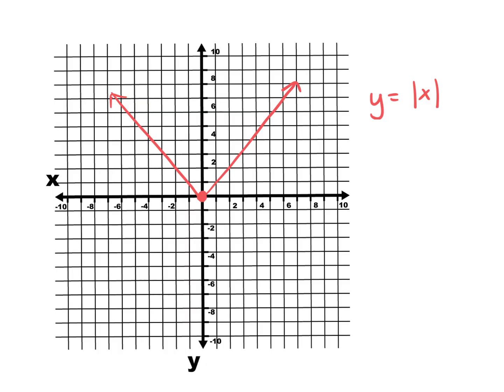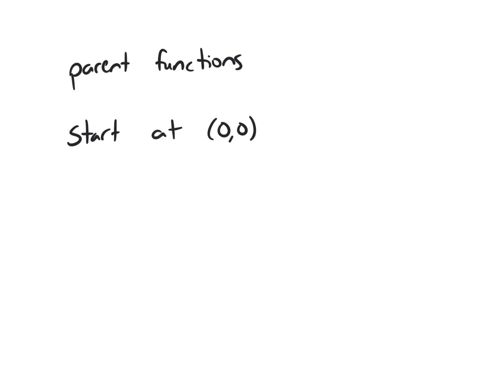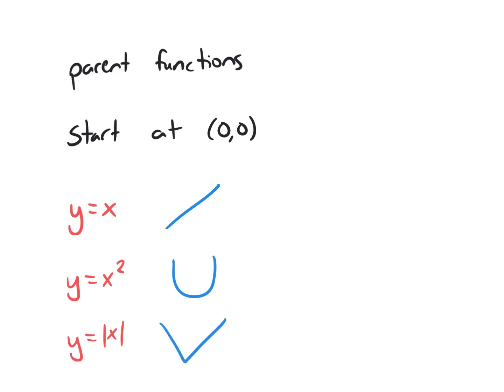So with parent functions, or you can think the original functions, where are they always going to start at or go through? Start at 0, 0. What does the y equals x graph look like? What's the shape of y equals x? A line. What's the shape of y equals x squared? A U. And what is the shape of y equals absolute value of x? A V. The biggest thing is knowing which function's which and what they look like.